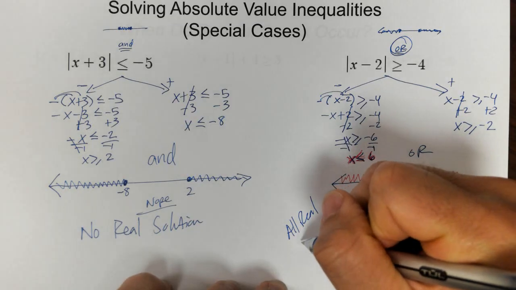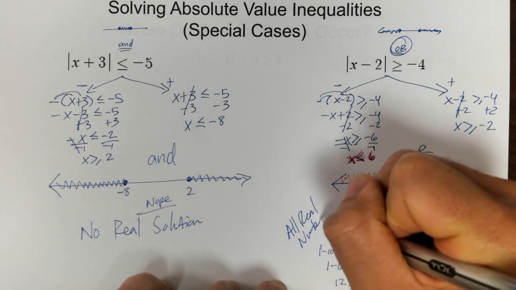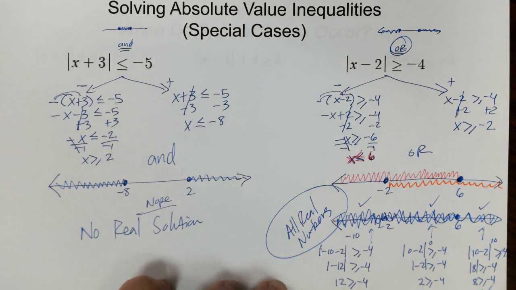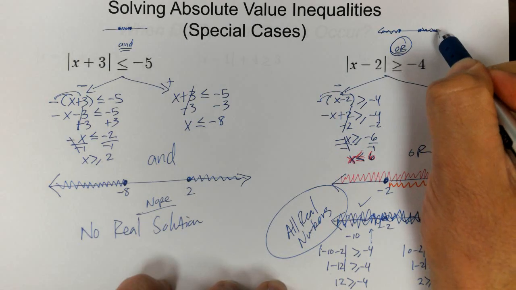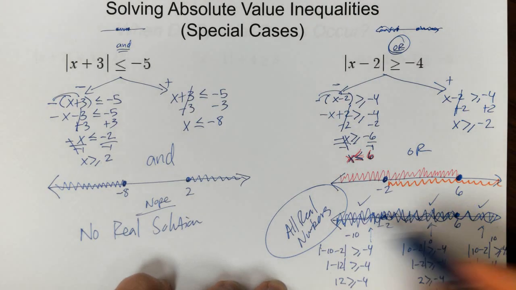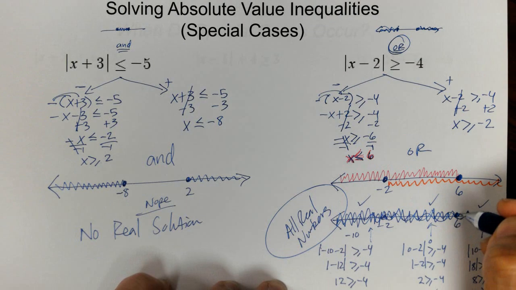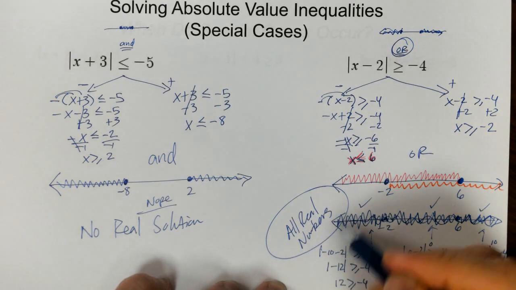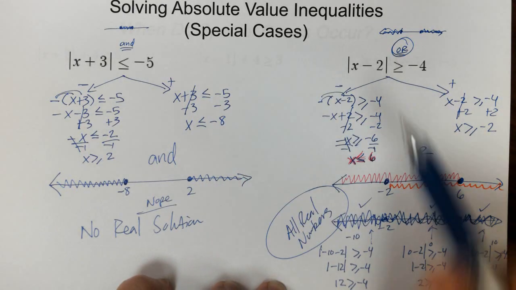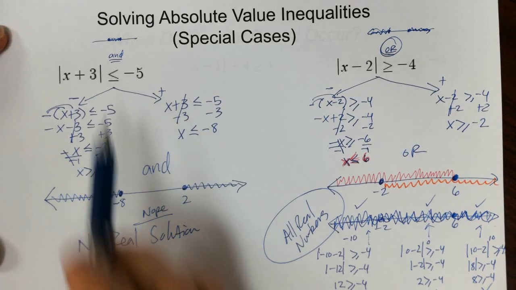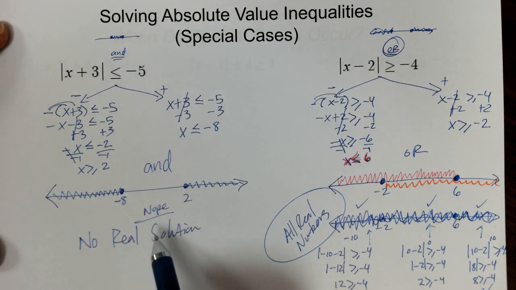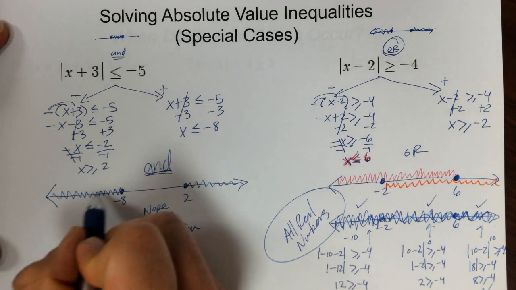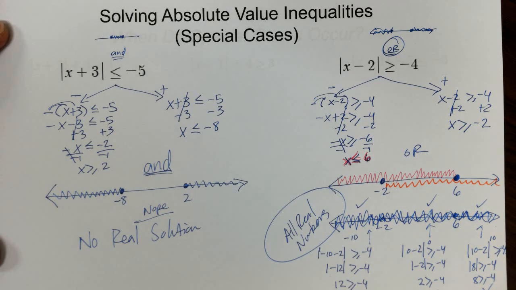All real numbers. Here, we got all real solutions. We were expecting shading to the right, shading to the left, but it doesn't look like that, right? Since I shaded the whole line, it's all real numbers as my special case for greater than. And for less than, because it contradicted what we were expecting, we got no real solutions because the answer couldn't be negative and positive at the same time.